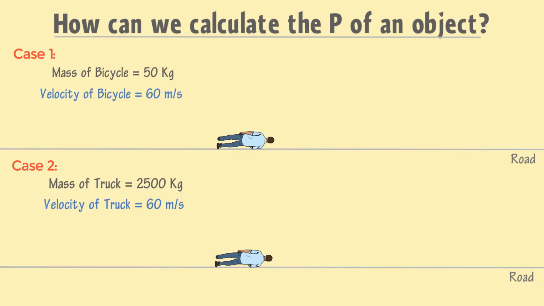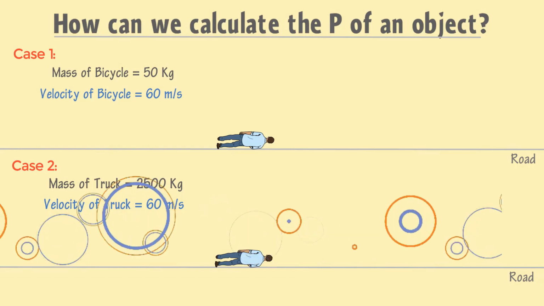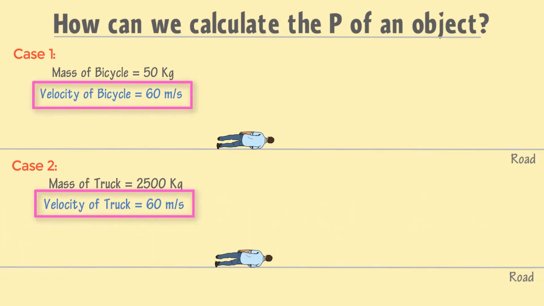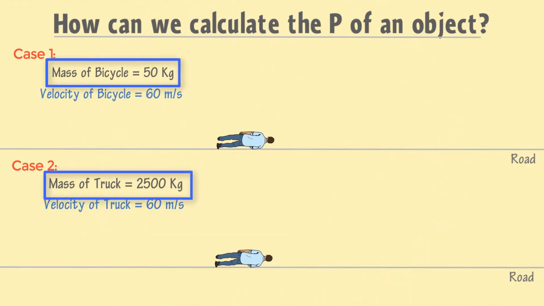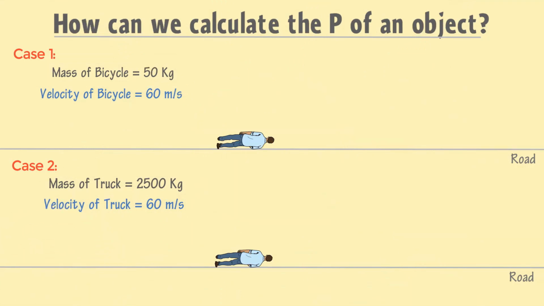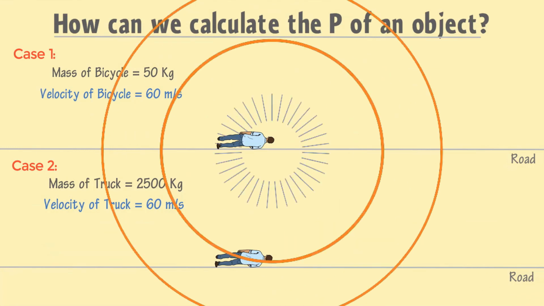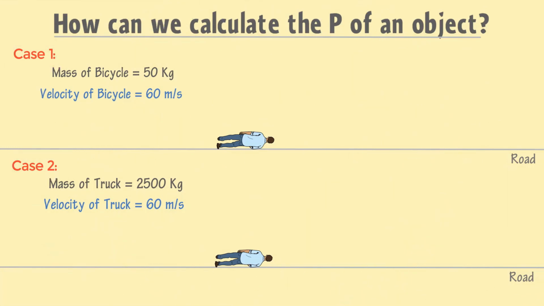Although both the bicycle and truck were moving with the same velocity of 60 meters per second, I hope that your answer would be the difference in masses. If it is so, then you are 100% right. Let me explain these two cases in physics.